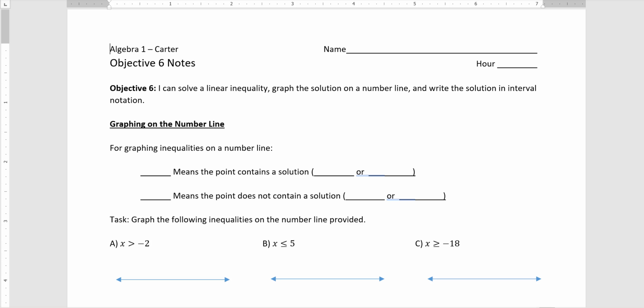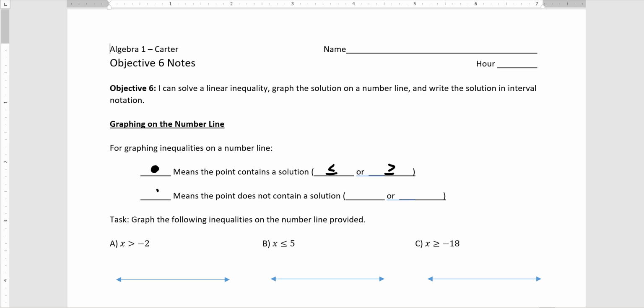We're going to use two symbols when we practice graphing on a number line. One of them is a closed circle. When we see that closed circle, that means that the point is contained in that solution. The point contains a solution, and that means that we're dealing with inequalities like less than or equal to or greater than or equal to.